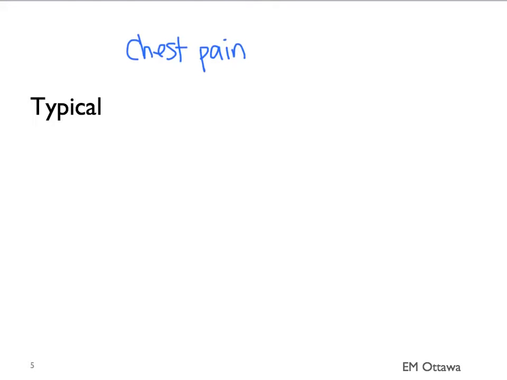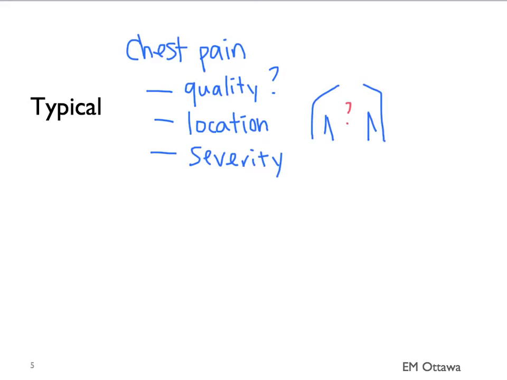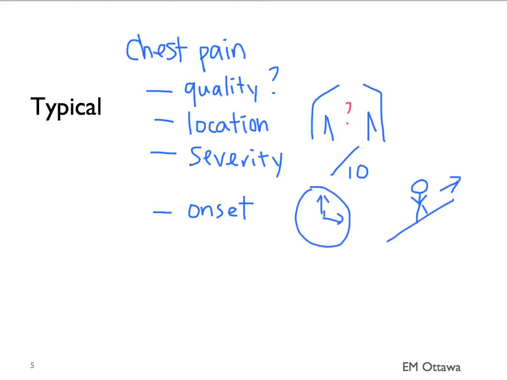Let's go through the different parts of the presentation. Patients usually present with chest pain. You want to find out everything about this pain. What is its quality? Is it stabbing, sharp, pressure, crushing? Where is the pain? Have the patient point to where the pain is mostly felt. Severity of the pain. Ask the patient to rate the pain on a scale of 1 to 10. What was the onset of the pain? Both the time of the onset and what the patient was doing.